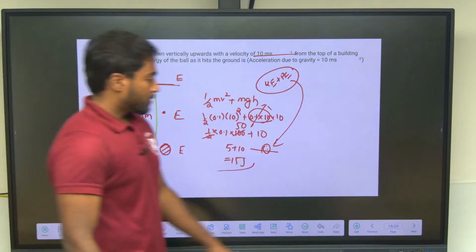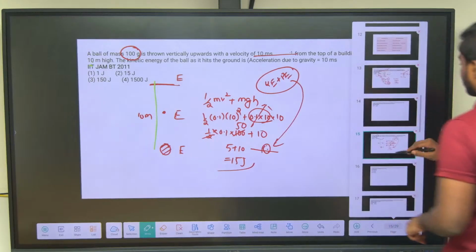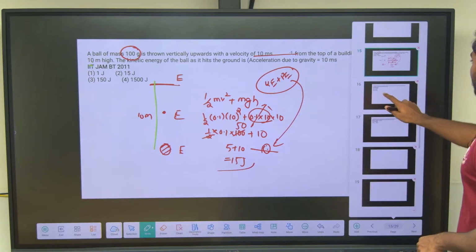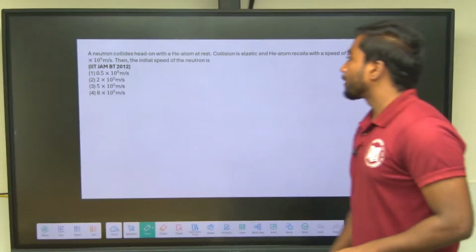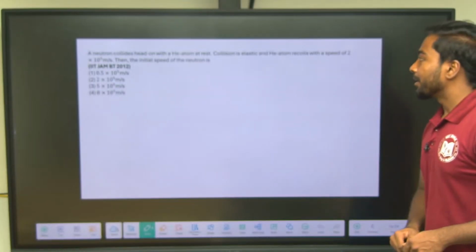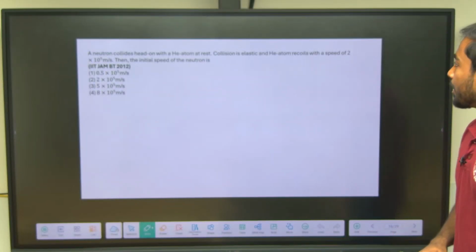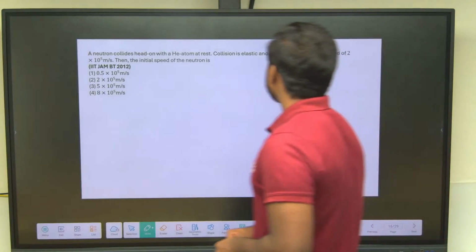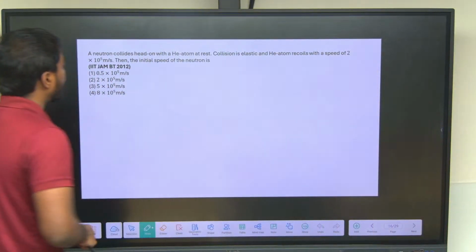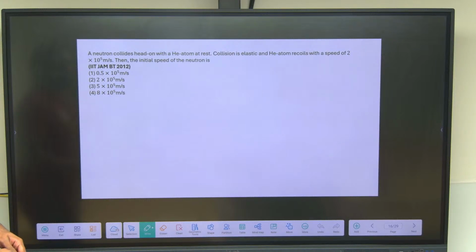Okay. So the next question. A neutron collided head on with a helium atom at rest. The collision is elastic and the helium atom recoils with a speed of 2 into 10 power 5 meter per second. The initial speed of the neutron is?